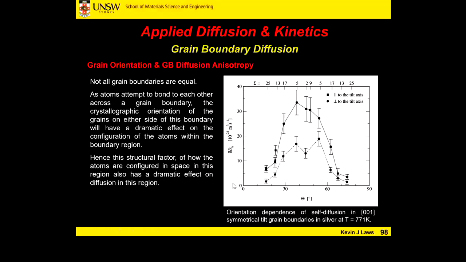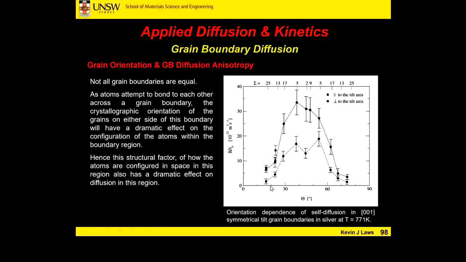So this diagram here might be a little bit difficult to understand. But basically, what it shows is the diffusion rate on this axis, and the difference in orientation between the two grains that make up the grain boundary. So for this particular system, this is for silver. Silver's an FCC material. Silver has one of the fastest diffusion coefficients of all materials. And here we've got our orientation dependence of self-diffusion. So this is silver atoms moving within silver based on orientation.